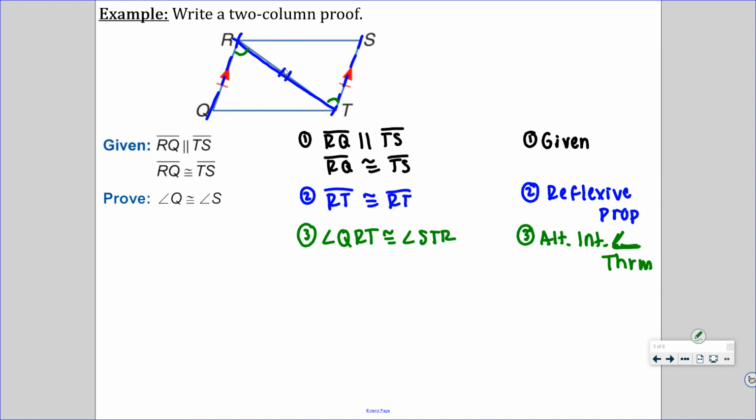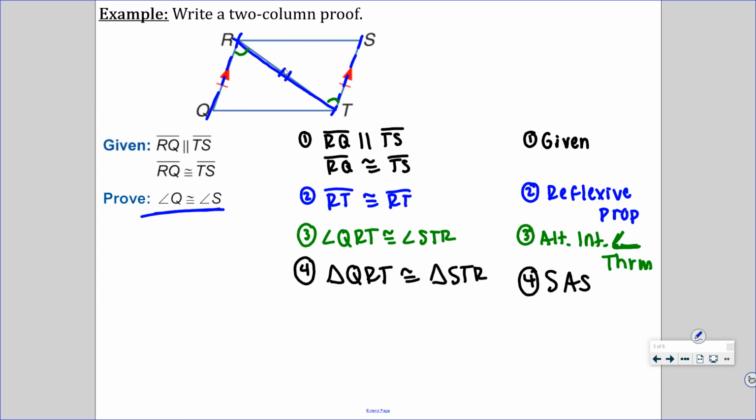All right, so I have a side angle side situation here. So I can say that the two triangles are congruent now. So I could say triangle QRT is congruent to triangle STR. Pay close attention to the order, by side angle side. But that's not what I'm trying to prove. I'm not trying to prove that two triangles are congruent. I'm trying to prove that angle Q is congruent to angle S. Now, if the two triangles are congruent, everything in here is congruent. These are my corresponding angles.